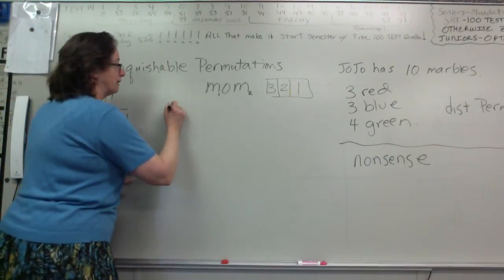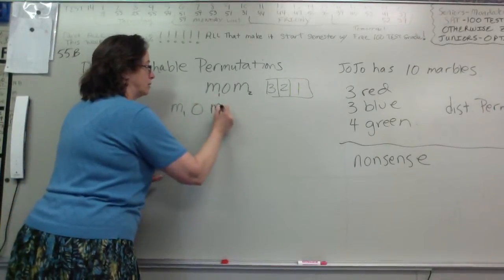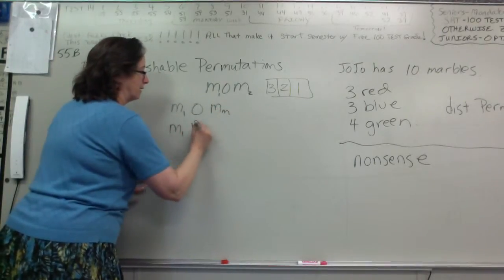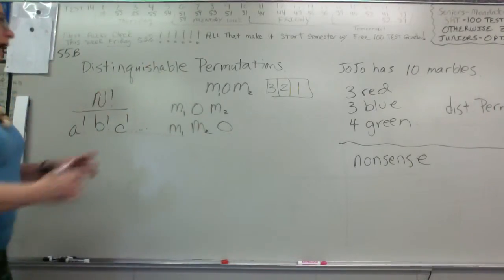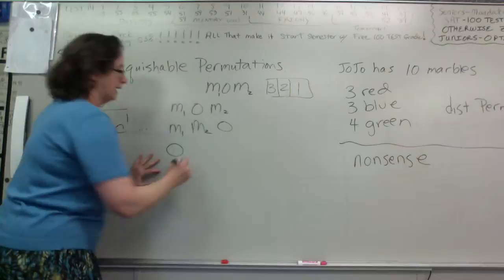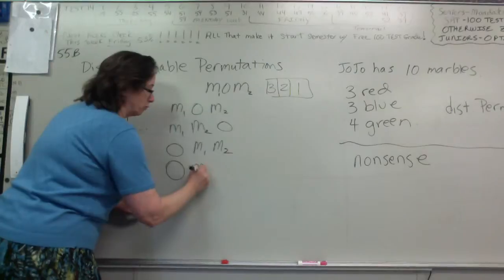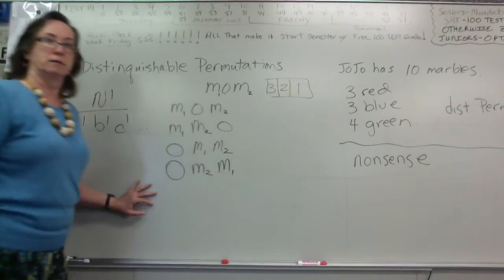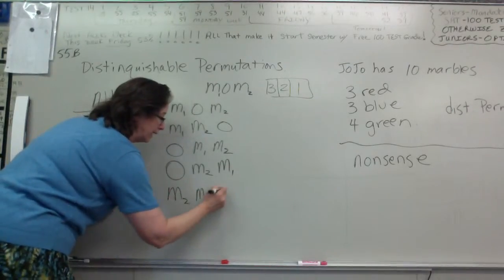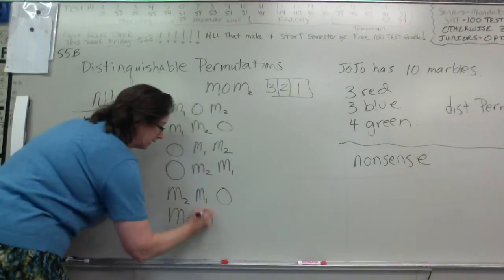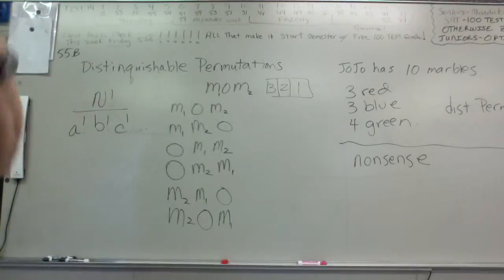So basically I could write them what? I could start with M1, and then I could either have an O, M2, or I could have an M2, O, right? I could write them that way. I could start with O, and I could write an M1 and an M2. I could start with an O, and I could write an M2 and an M1. Or I could start with the M2, and I could have an M1 and an O. I could start with the M2, and I could have an O and an M1. Those are all the different ways that I could write the letters of mom.